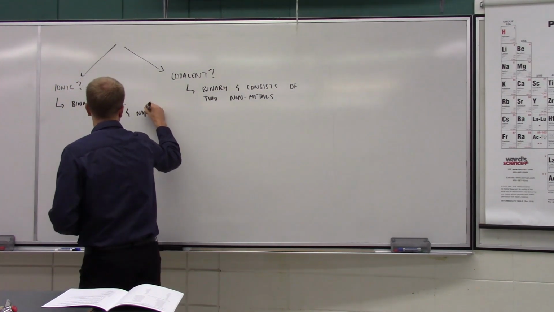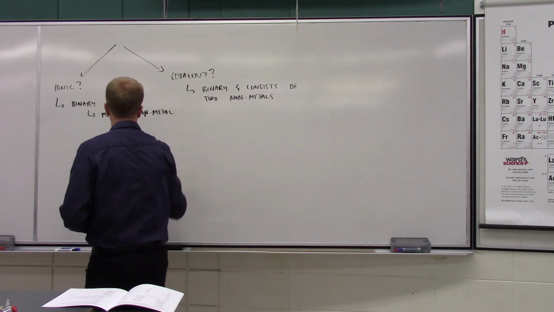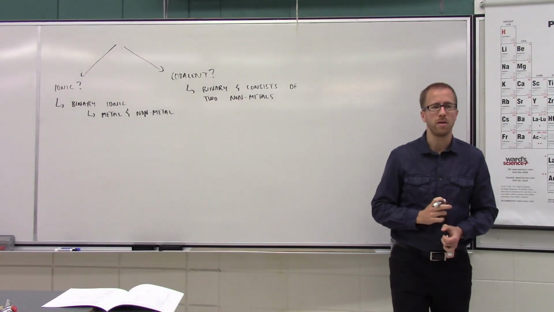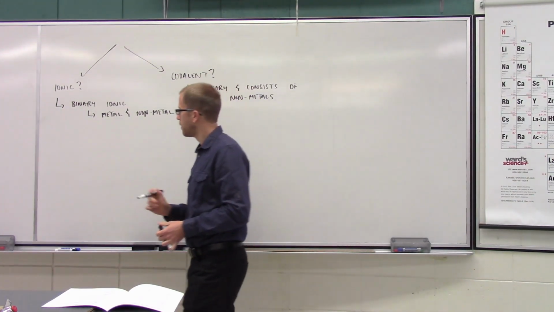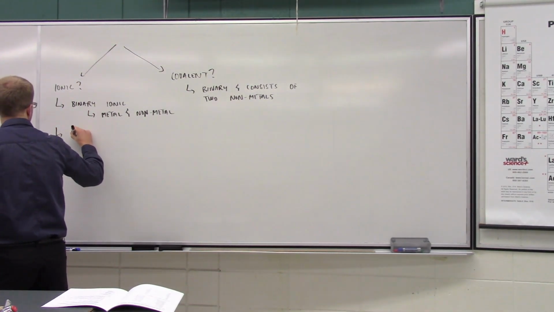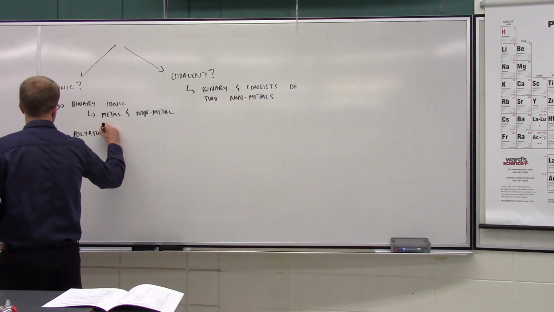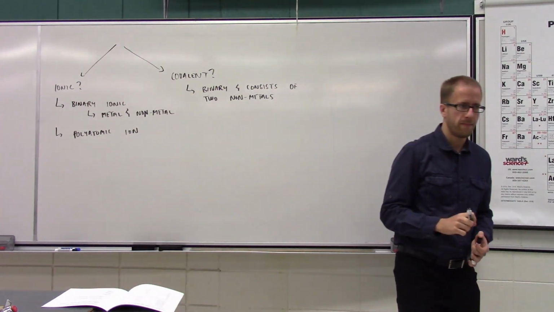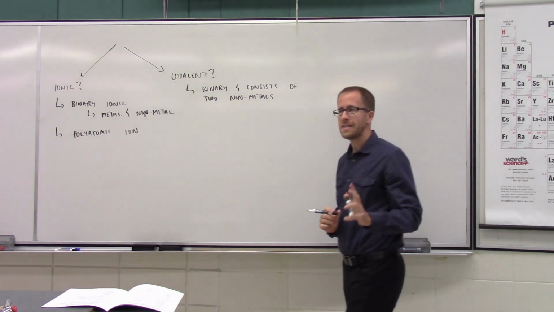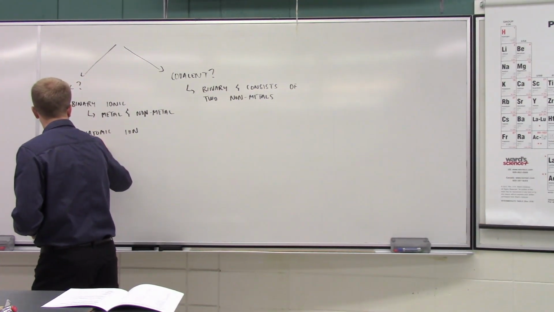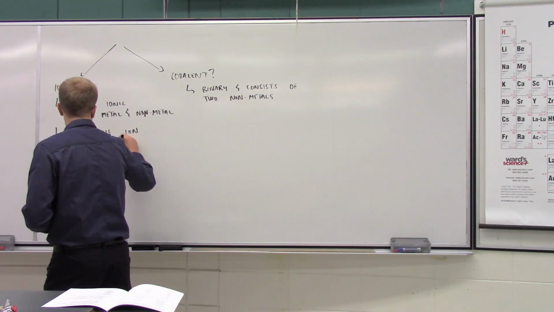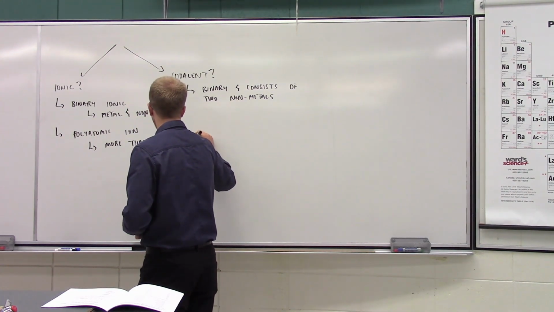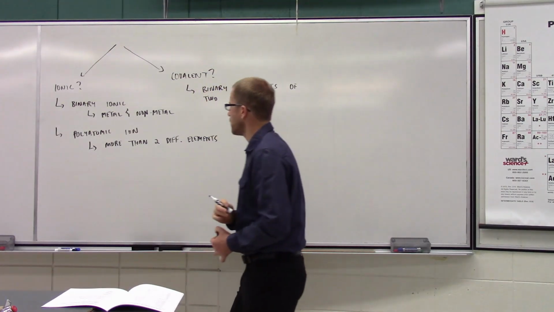What is the other type of ionic compound that we learned about? If it's not binary, polyatomic. How can you tell if it contains a polyatomic ion? What was the strategy I taught you? It's going to have more than what? 2. Yeah, more than 2 different elements. So if you ever see a compound that has more than 2 different elements, you know you have a compound which contains a polyatomic ion.